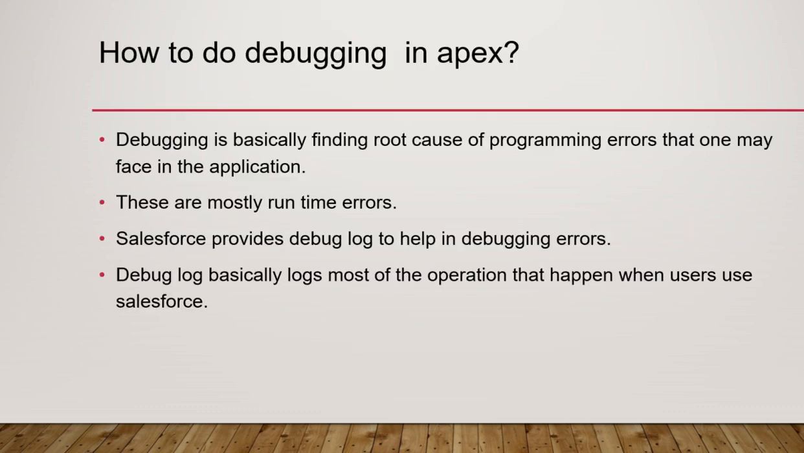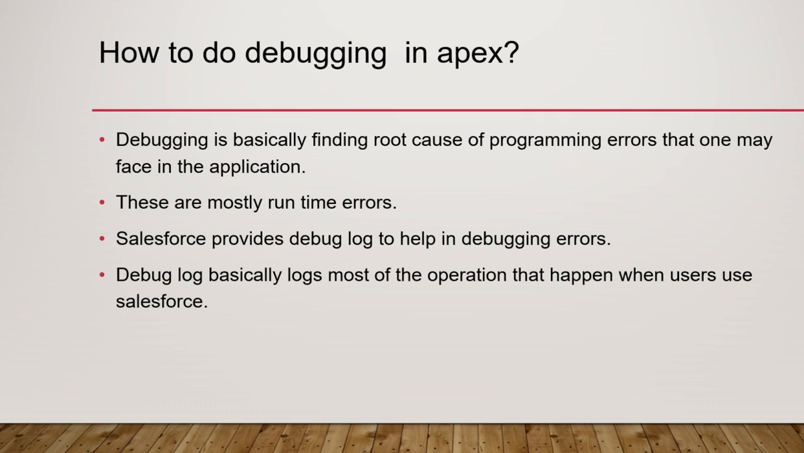In this, we'll look at how to do debugging in Apex. So what is debugging? Debugging is basically finding the root cause of any programming errors that one may face in an application. These are mostly runtime errors. There are two types of errors: compile time and runtime. Runtime errors are what we can do debugging of.